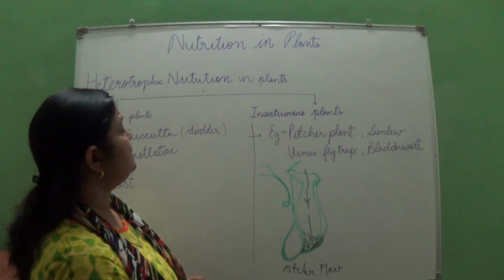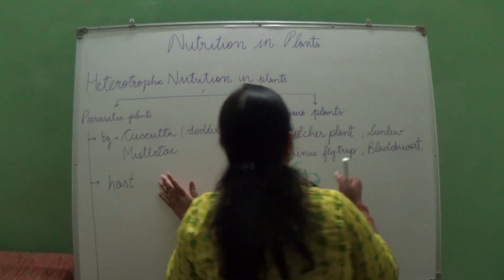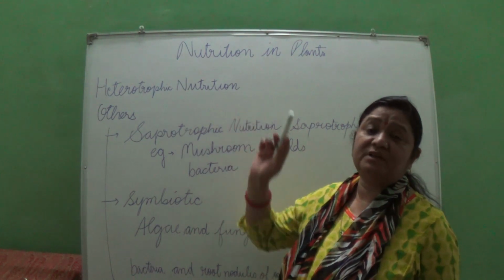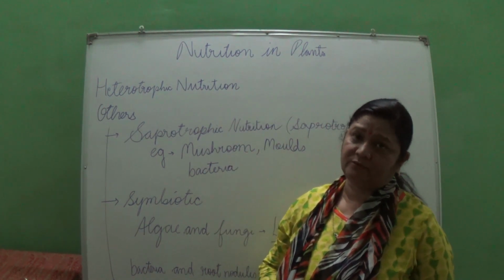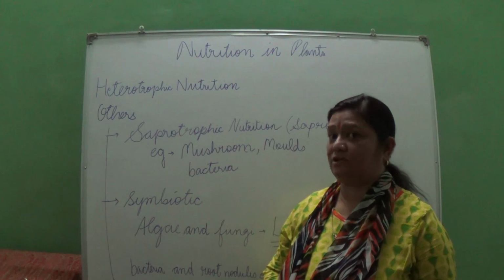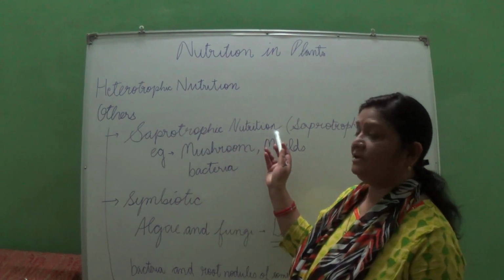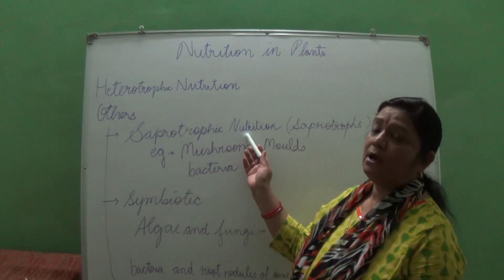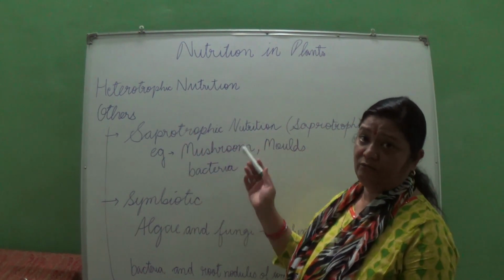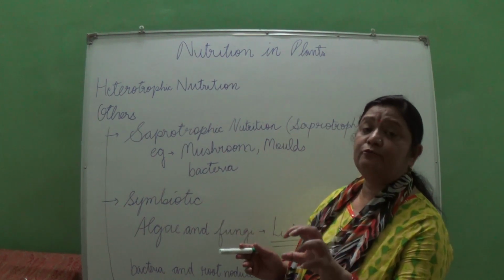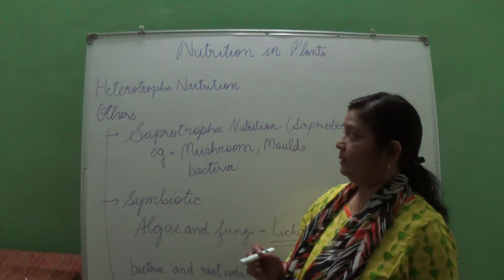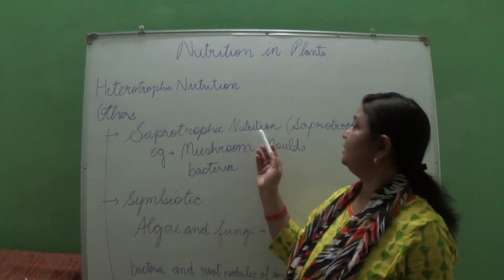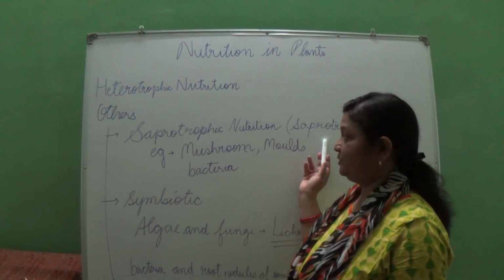This was all about the parasitic plants and the insectivorous plants. Other heterotrophic nutrition which has been given in your book, apart from parasitic plants and insectivorous plants, are saprophytic nutrition and symbiotic nutrition. Okay, so first we are going to study saprophytic nutrition. This is a type of nutrition in which the organism takes food from dead and decaying matter. The organisms performing the saprophytic mode of nutrition are known as saprotrophs.